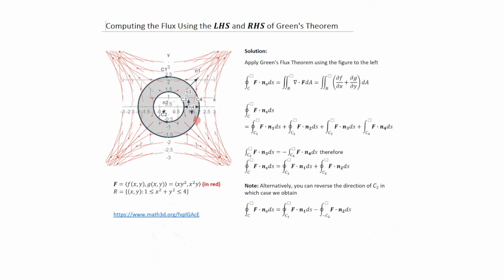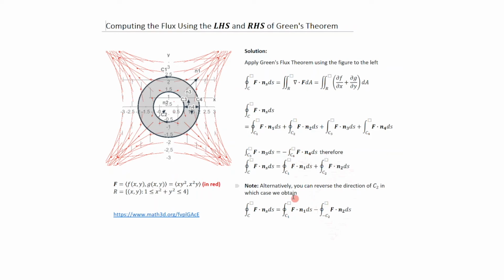We also make note of the fact that when you go in this direction and then in this direction, you get cancellation taking place because the normals are in opposite directions but the same. So that means the integral of F dot n_3 ds equals minus the integral of F dot n_4 ds, and when we add these two terms, they cancel. And so we're just left with this integral and this integral. That's the objective then, to compute this integral and this integral.